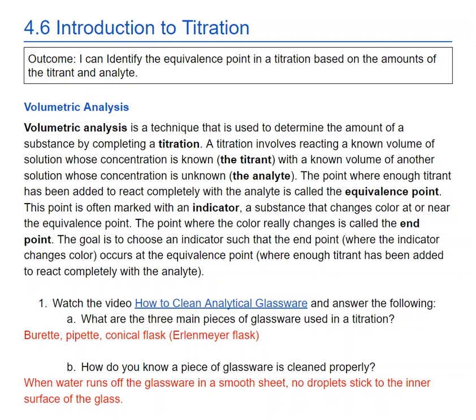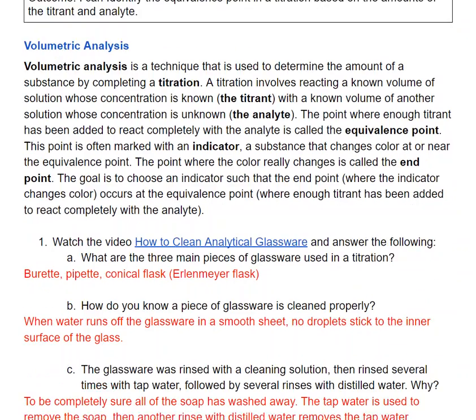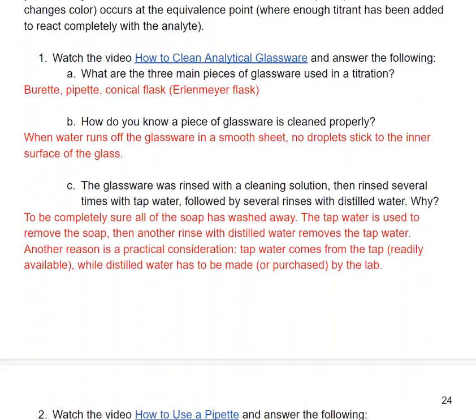So in order to perform a titration and do it accurately and quantitatively, we have to do a lot of prep work. But when this prep work is done, titrations are very accurate ways to determine the concentration of something that's in solution. So in order to clean analytical glassware, the main three pieces that we use are a burette, a pipette, and a conical flask, which is also called an Erlenmeyer flask.